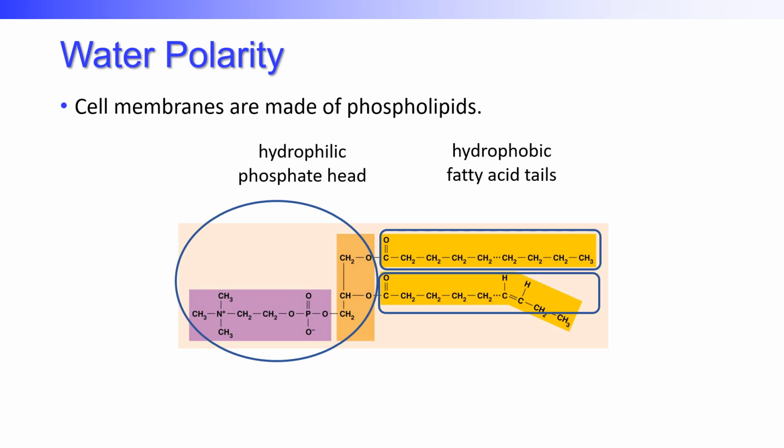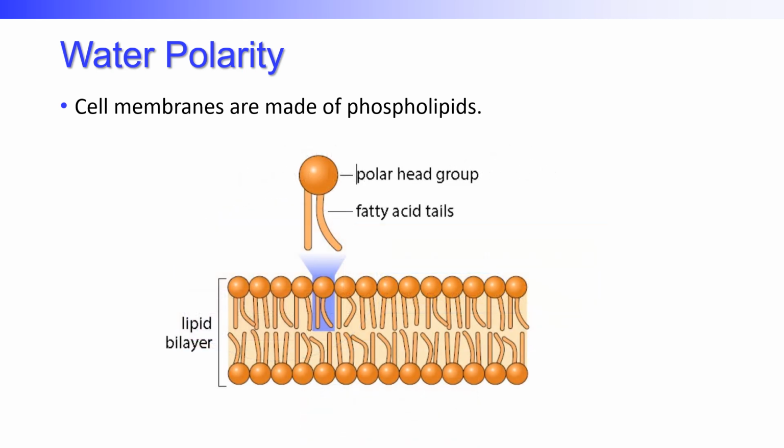Now, when most artists draw these, we actually just draw it as a circular head. That's where the phosphate lives, with these little dangly parts, and that's where the fatty acids live. So here's our hydrophilic region, and here's our hydrophobic region. And when we look at cell membranes, we see it represented by these structures right here. So let's take a look at one. So this is how cell membranes are put together.